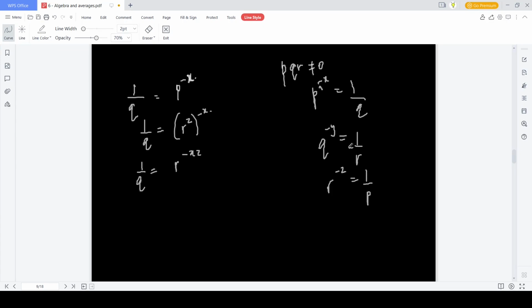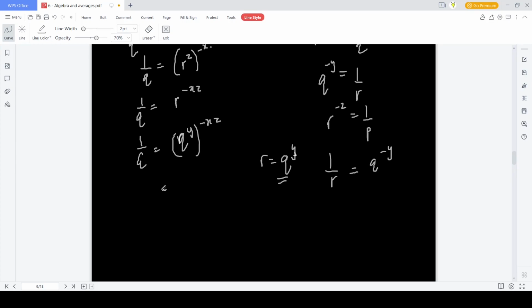Now what is R? I can find R from here. 1 by R is nothing but Q to the power minus Y. So R is nothing but Q to the power Y. Using this, I'll again substitute: 1 by Q is equal to (Q to the power Y) whole to the power minus X into Z. Again the powers multiply. So you get 1 by Q is equal to Q to the power minus X, Y, Z.